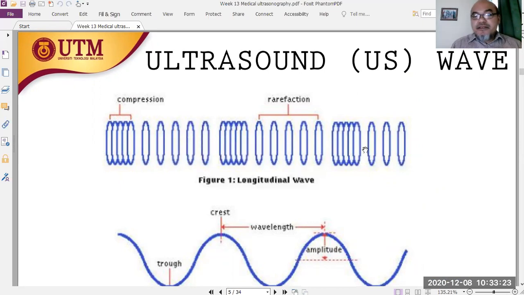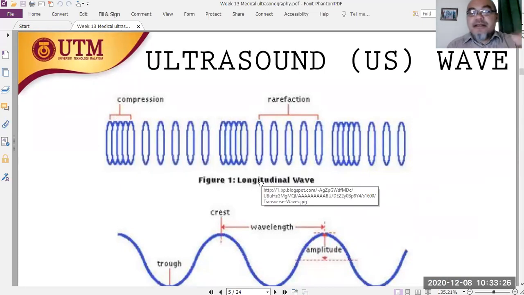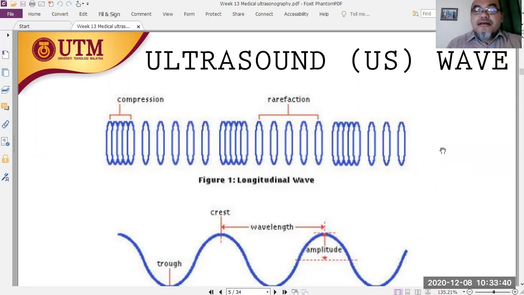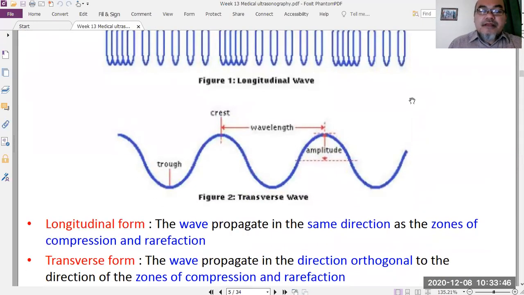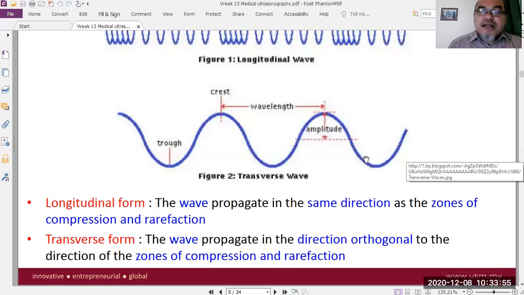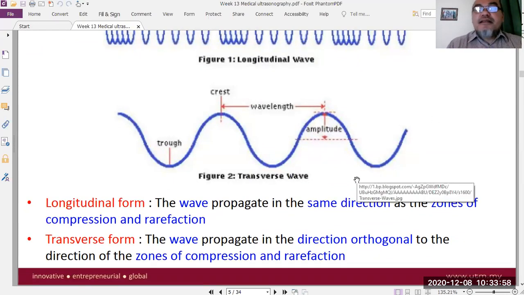Not perpendicular, but instead the same direction, the same line. Because in that line of propagation, there is an area of medium being compressed, and an area being rarefacted. So in longitudinal form, the wave propagates in the same direction as the zones of compression and rarefaction. In the transverse form, the wave propagates orthogonal, or perpendicular, to the direction of the zones of compression and rarefaction.